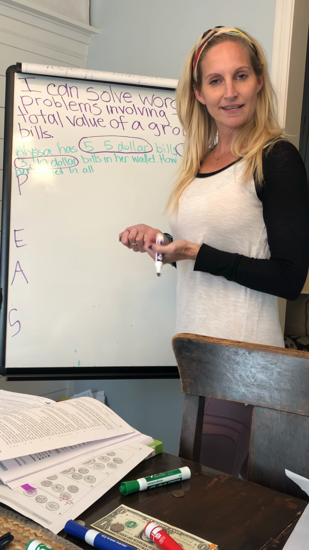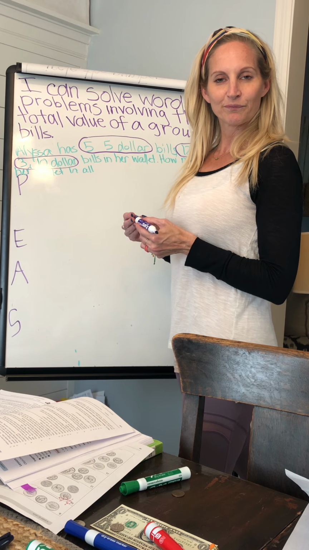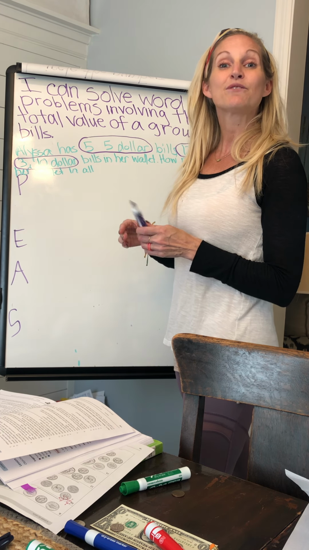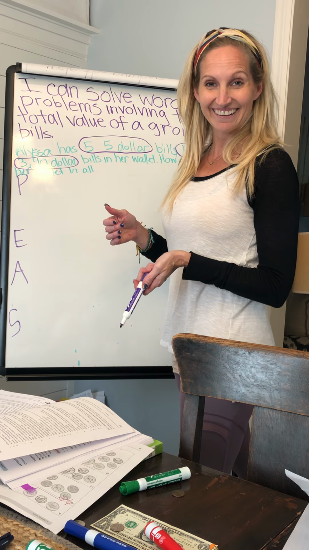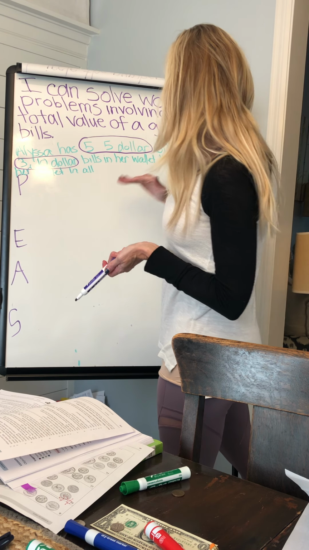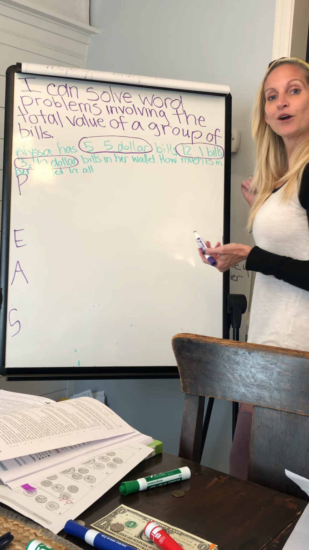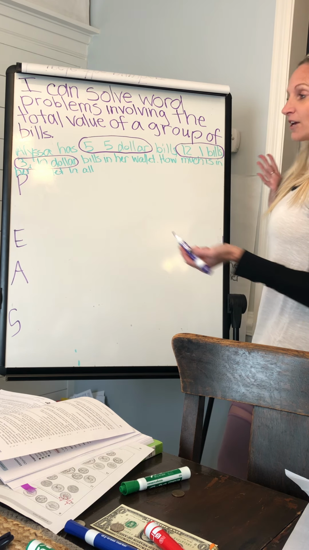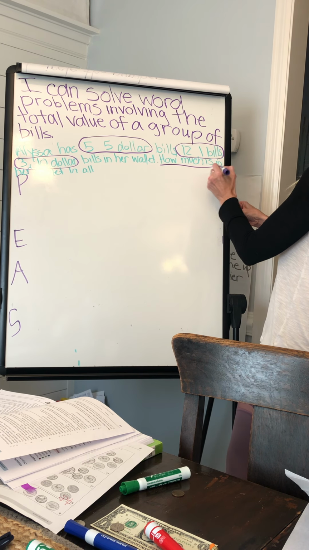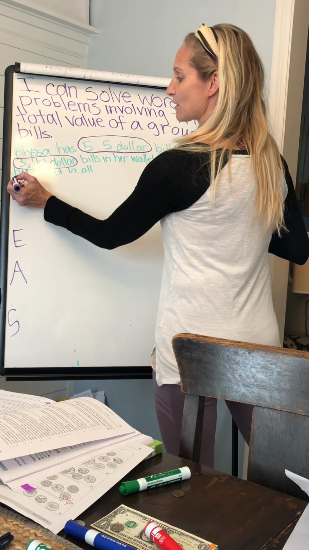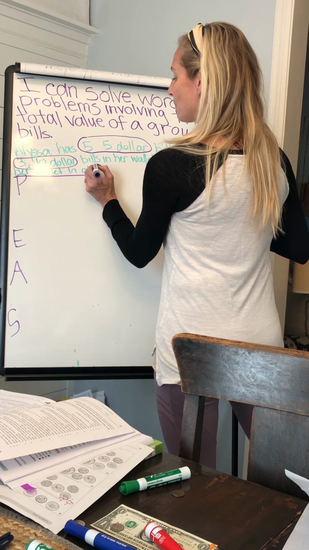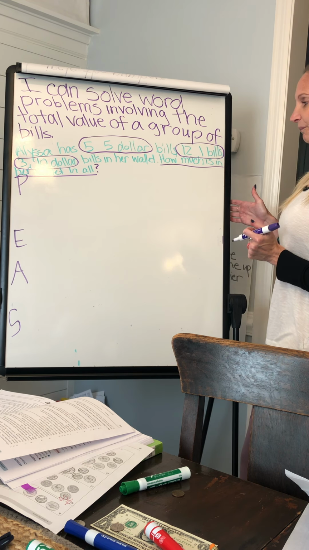What's my second step of cubes? You're right. The U is for underlining my question. And what is my question? How much is in her wallet in all? So that is the question that I'm going to use when I answer my sentence at the bottom. How much is in her wallet in all?